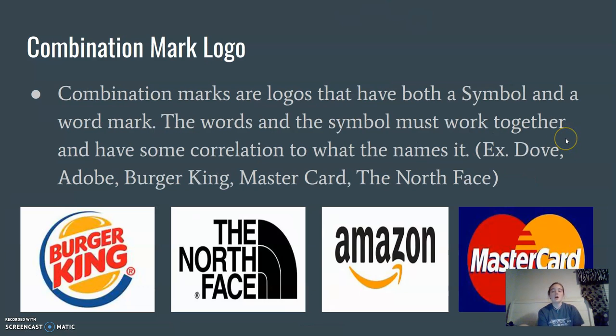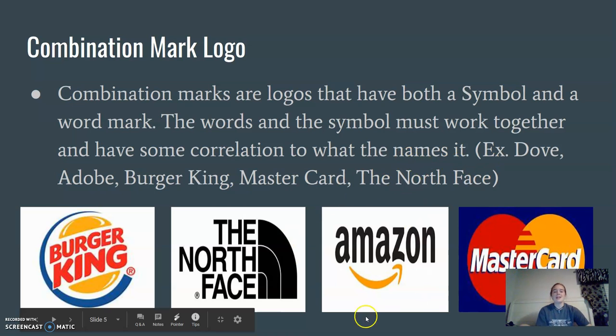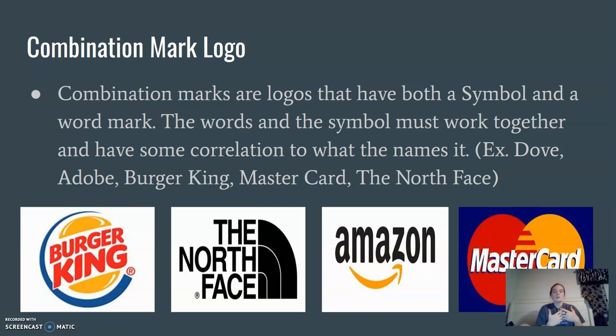Our next one is a combination mark logo. Now, these combination marks can use both symbols and word marks, as we can already see in the previous slides. They combine together to make the image work and to correlate with the name it's representing. So like Dove, Adobe, the Burger King example right here, it's in the shape of a burger, and the MasterCard and Amazon, how it has the smile and how it goes from A to Z because they have every item from A to Z. These correspond with each other to promote what they're representing.